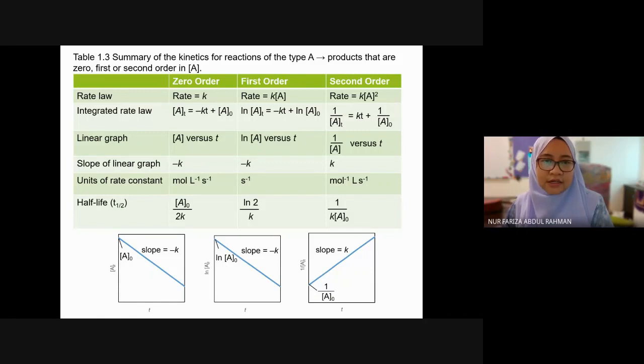Okay, integrated rate law. Okay, so dia dah sum up, dia dah kumpul all the integrated rate law, and then linear graph. Linear graph, again for the integrated rate law, kalau dia adalah that particular order, so you akan dapat linear.